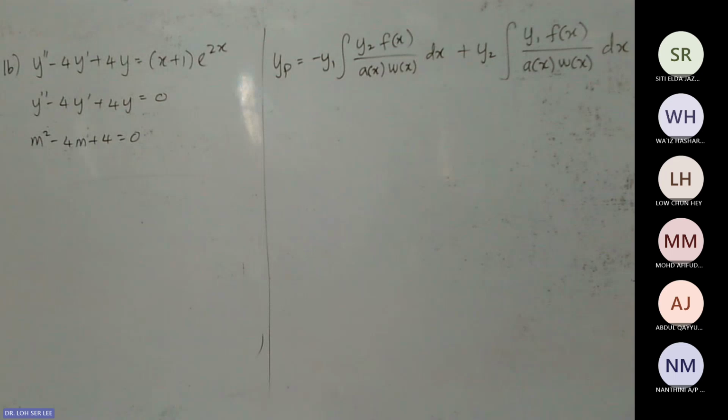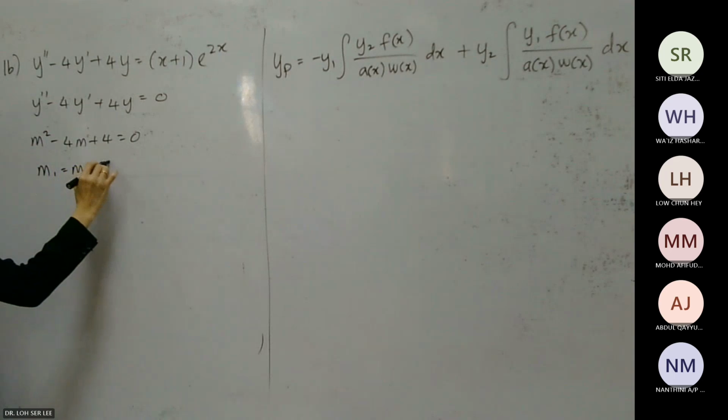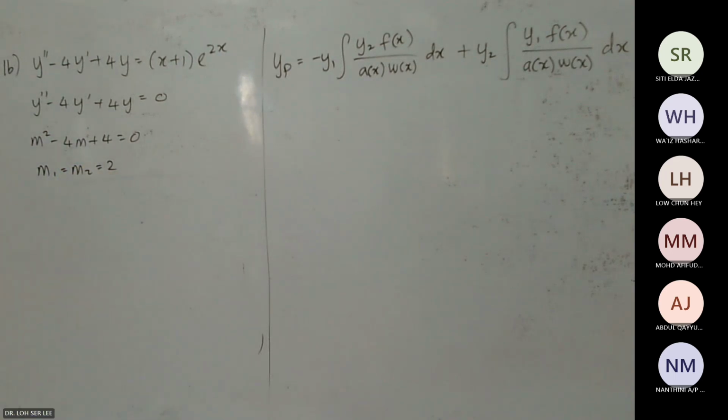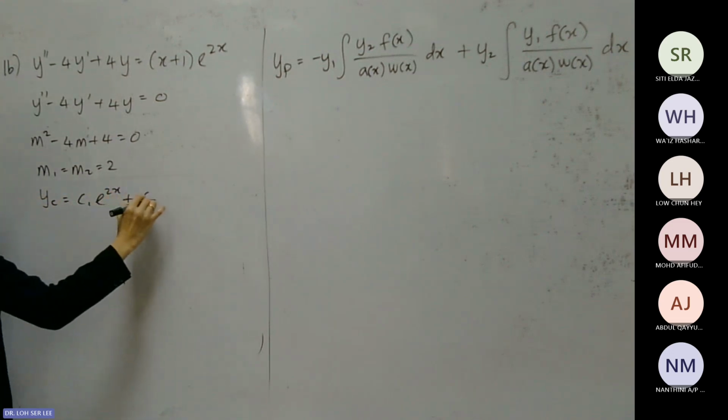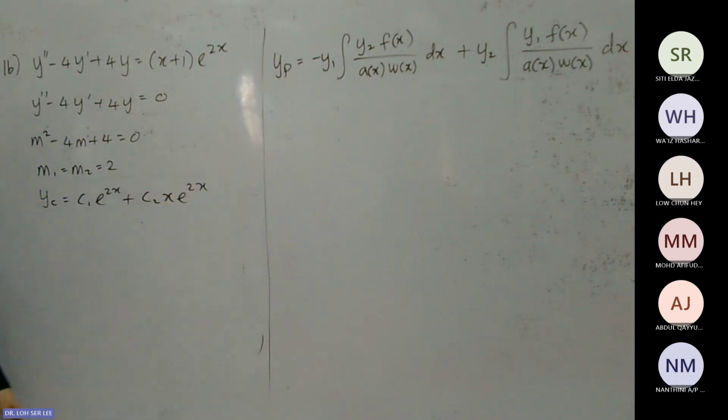What is your n? 2. So that means n1 and n2 are the same, which is 2. So in case 2, your YC will be C1 e^2x plus C2 x e^2x. Insert an x into the second term. Then we find the Wronskian.